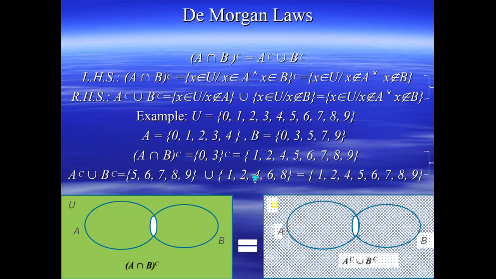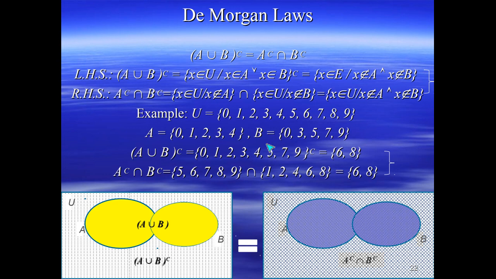This is B complement. A complement union B complement, we take all together. What is it? 1, 2, 4, 5, 6, 7, 8, 9. Let's see the other one, the left-hand side. It is 1, 2, 4, 5, 6, 7, 8, 9. They are equal. So in the example, it works as well. The law works. Great.